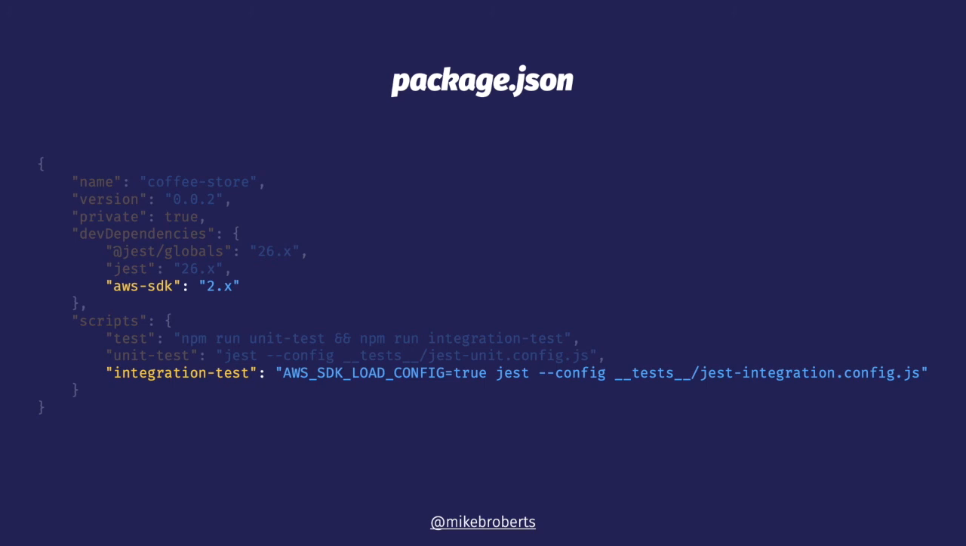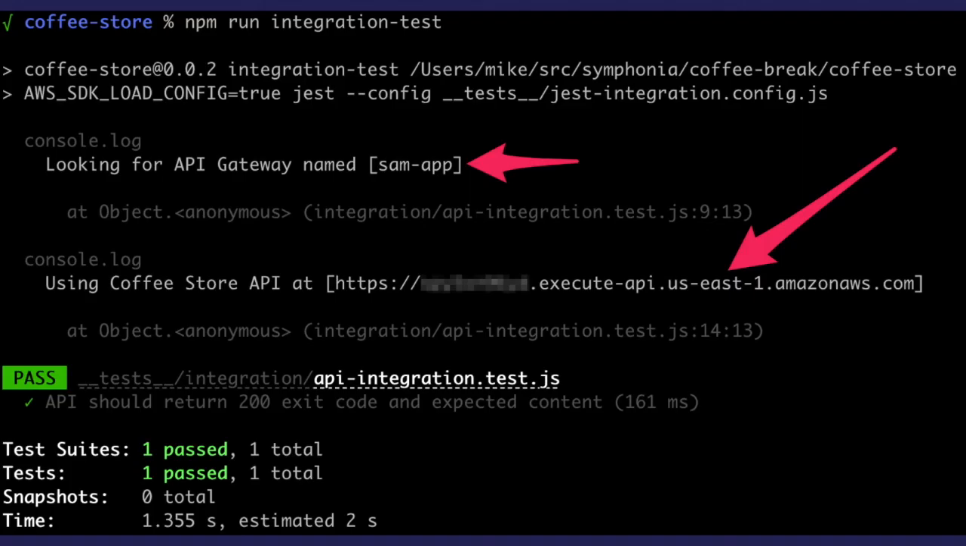First, we need to declare a dependency on the AWS SDK. And we also need to tell the AWS SDK that we want it to use the same configuration as the CLI, which we do by setting the AWS SDK load config environment variable before calling jest. Now, since we can make that change just here in the script target, we don't need to manually set it each time. So now we can run our integration test with no manual environment variables.